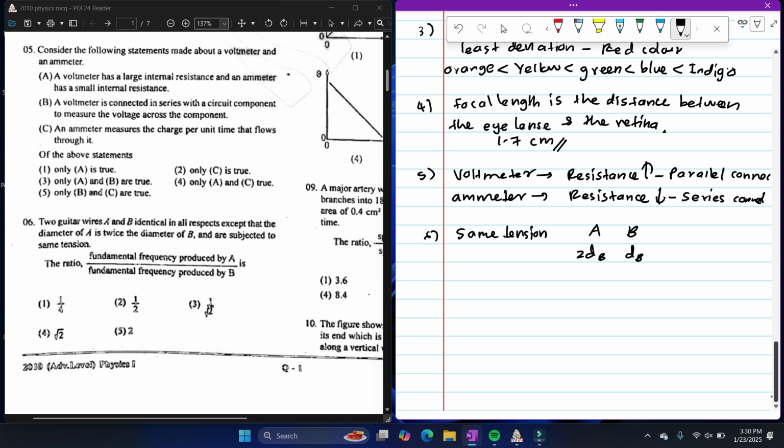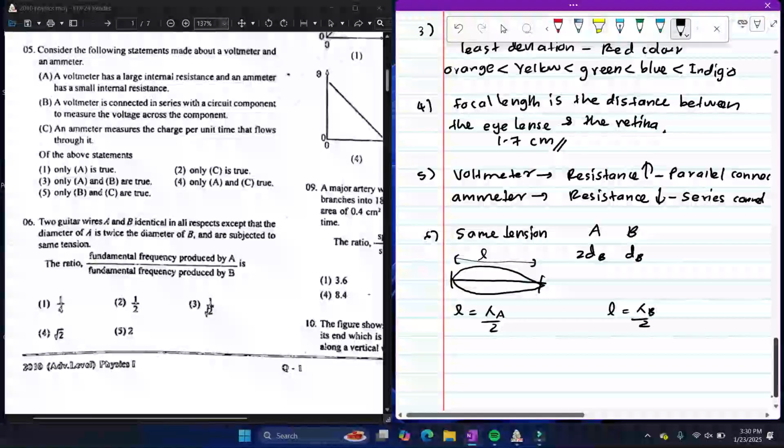So if I draw a string like this, a guitar string, it's subjected to tension and is of length L, and let's consider that there are two wires now. So I'll get on with the equations itself. Let's say that L equals lambda A divided by 2 for A, and lambda B divided by 2 for B, so lambda A equals 2L, whereas lambda B also equals 2L.